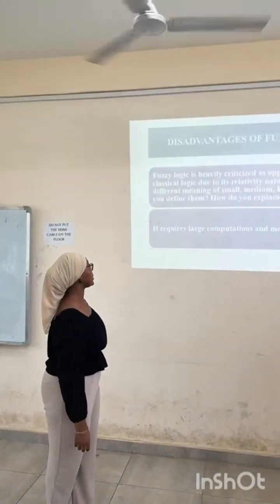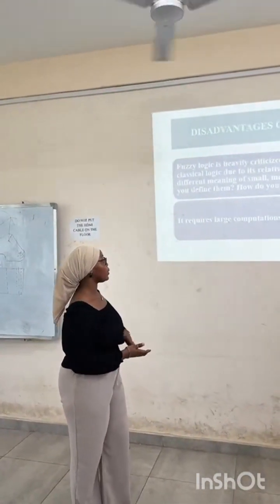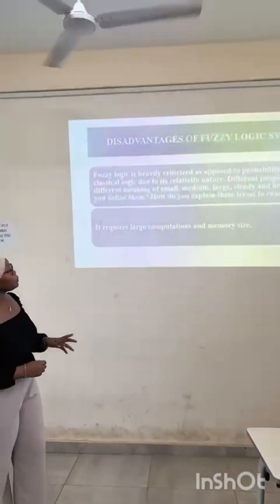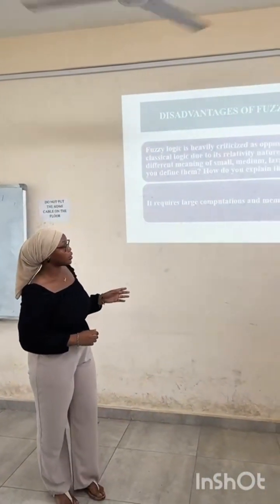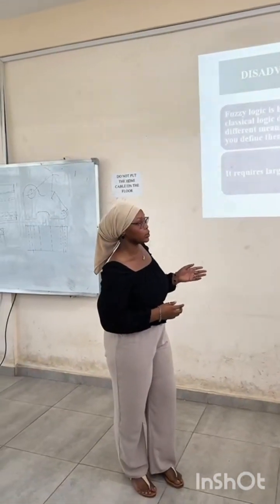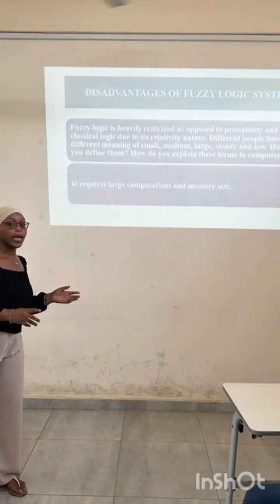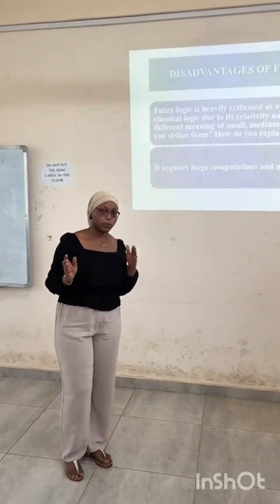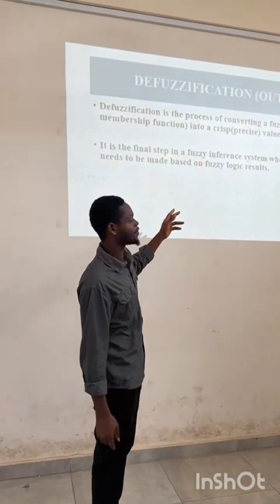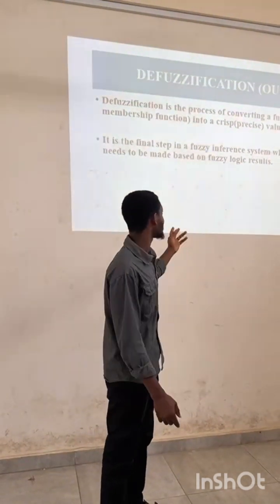This is a fuzzy logic system. Fuzzy logic is heavily criticized as opposed to probability and classical logic due to its relative nature. Different people have different meanings of small, medium, steady, and low. How do you define them? How do you explain these things to computers? Also, it requires large computation and memory size, and the accuracy is sometimes less precise because we use imprecise data. The final step in the fuzzy system is where decisions need to be made based on the fuzzy logic output.